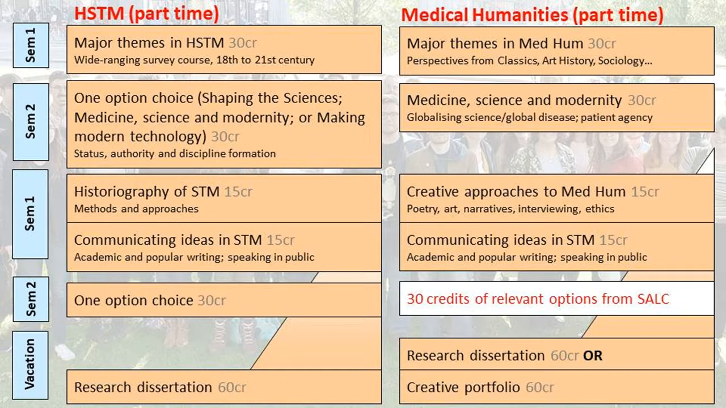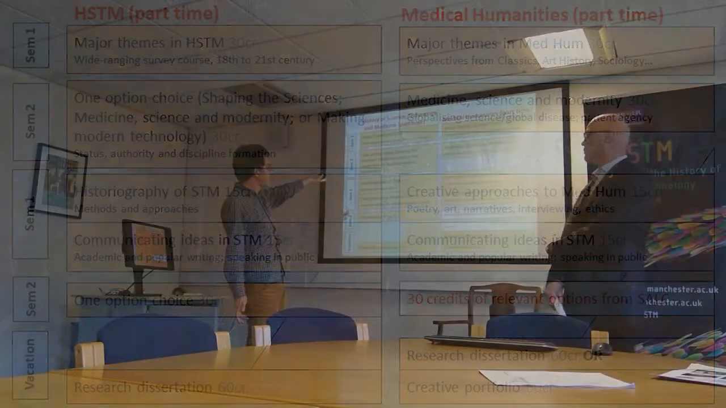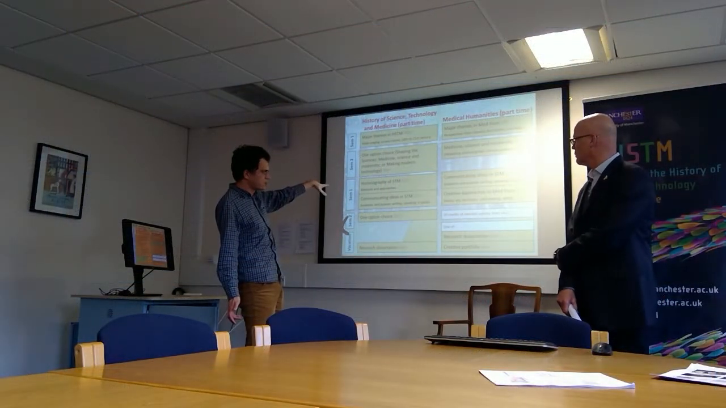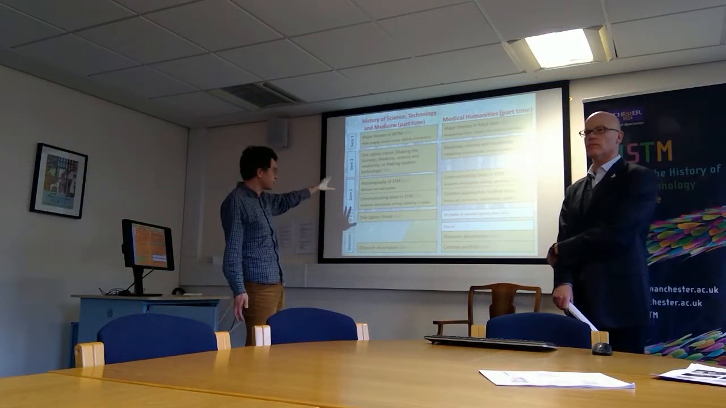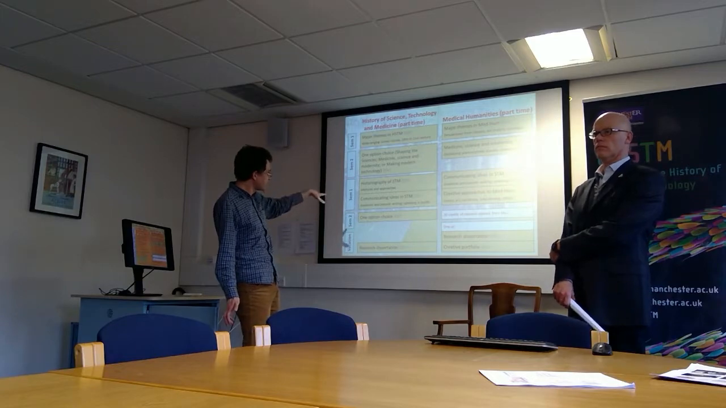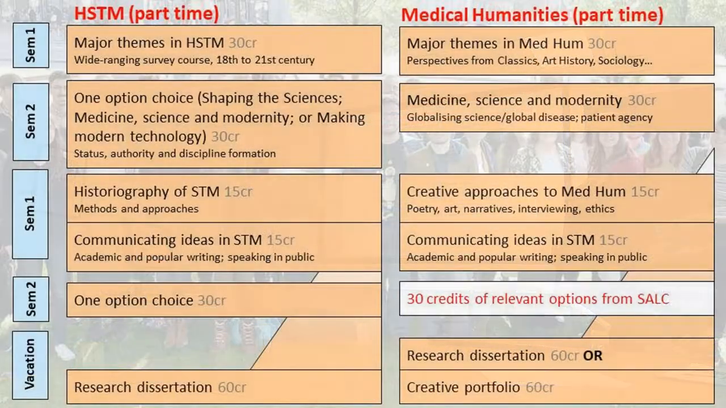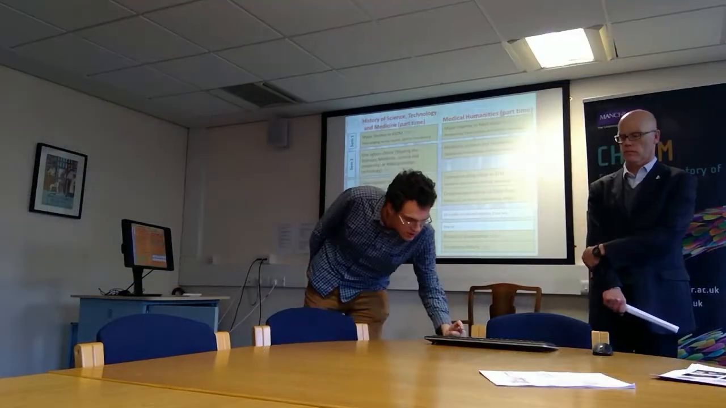And so for HSTM, you do the major themes first of all, then one of the semester 2 options, then you have the vacation, then you come back and you do the other 2 semester 1 courses, then the other option, and then you finish off your research dissertation in your second vacation.